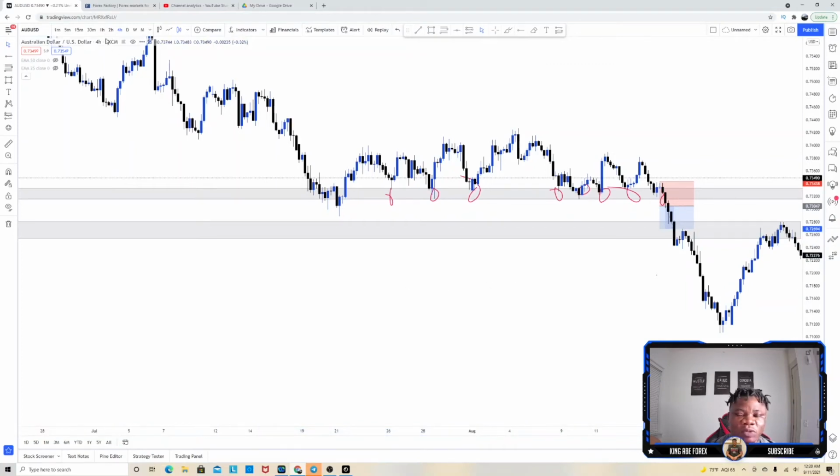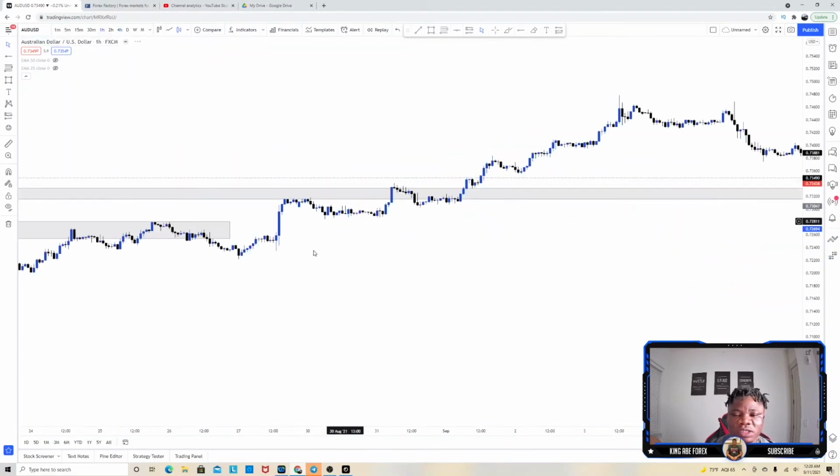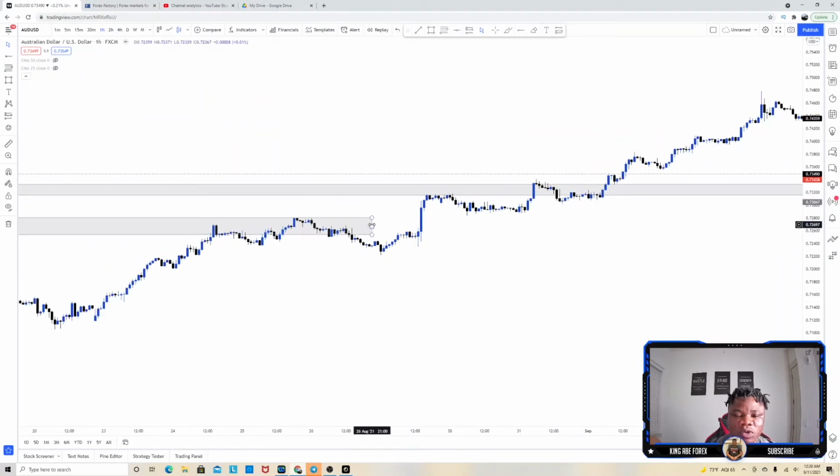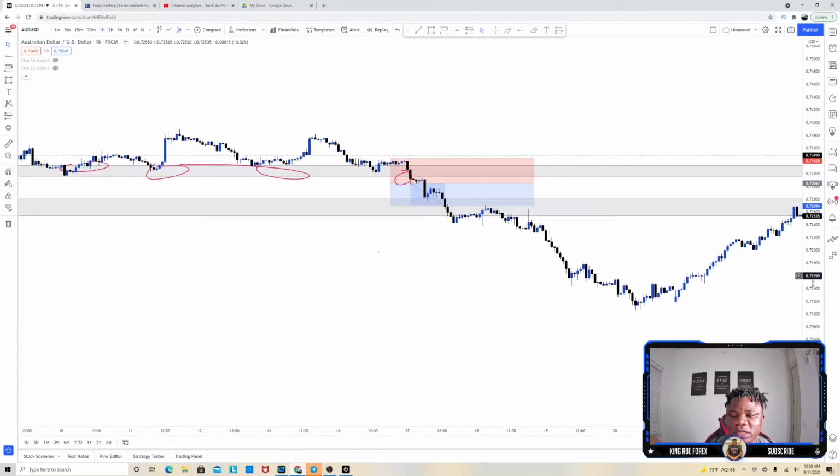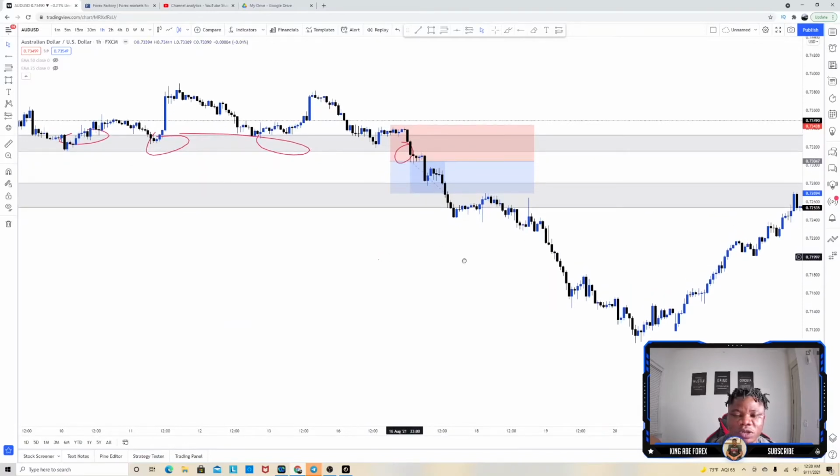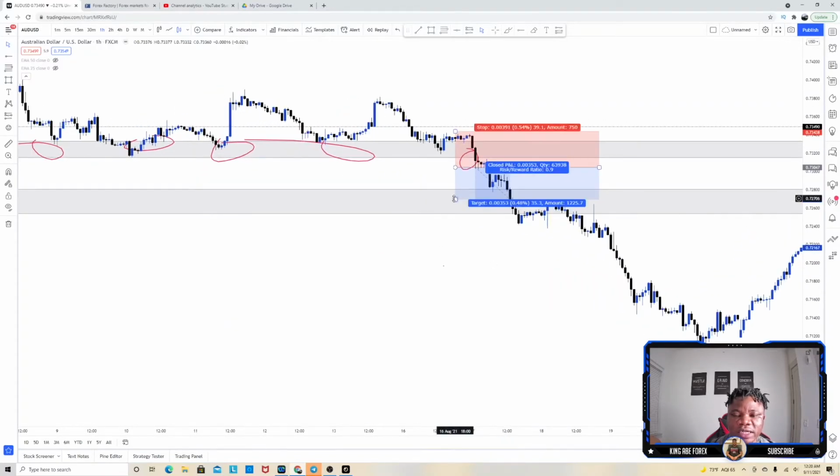Now that we have that zone, we just got to go back to the 1 hour time frame. Now that we're on the 1 hour time frame, we know for sure we can target this zone here, and just look at that. Our take profit was set for 50 pips, and our stop loss was 39 pips, risk to reward ratio 1:2.